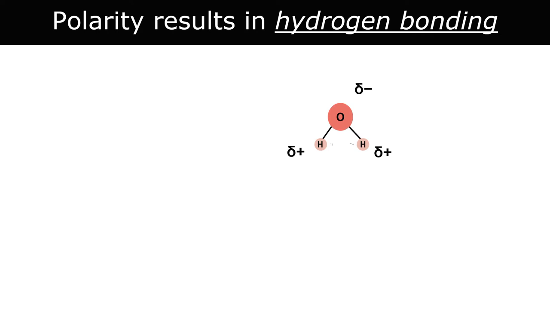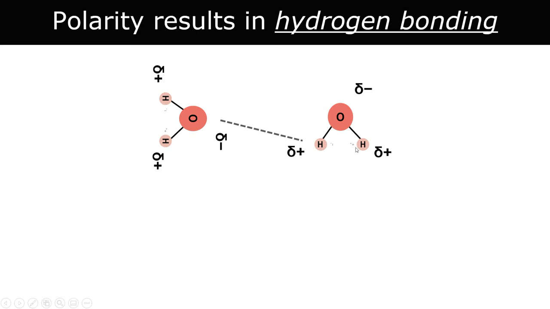So this polarity is going to give you that difference in charge, and if you guessed that opposite charges are going to want to interact, you would be absolutely correct. So this partial negative oxygen is going to want to interact with that partial positive hydrogen, right? So this is a rule of opposites attract.